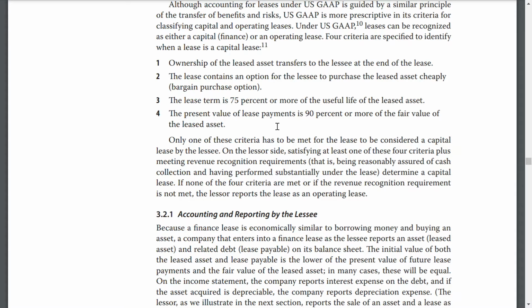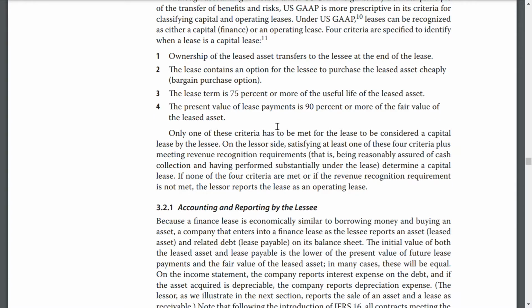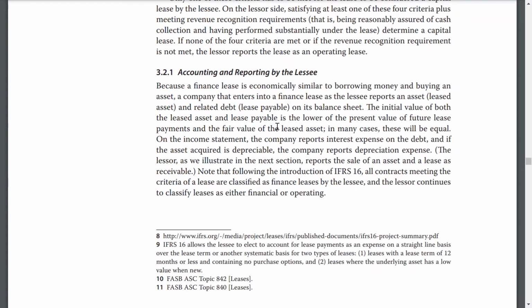Because a finance lease is economically similar to borrowing money and buying an asset, a company that enters into a finance lease as a lessee reports an asset and related debt on its balance sheet. The initial value of both the leased asset and lease payable is the lower of the present value of the future lease payments and the fair value of the leased asset. In many cases, these will be equal. On the income statement, the company reports interest expense on the debt, and if the asset acquired is depreciable, the company reports depreciation expense.